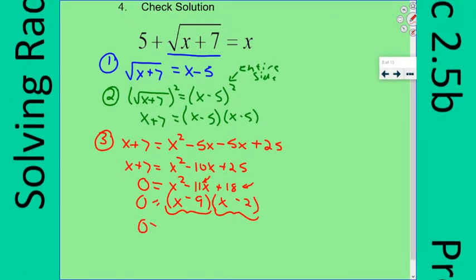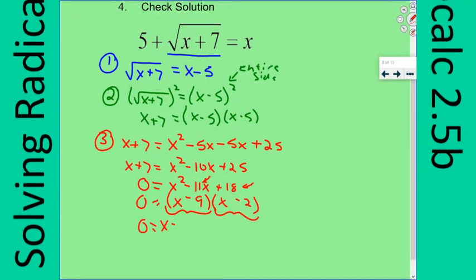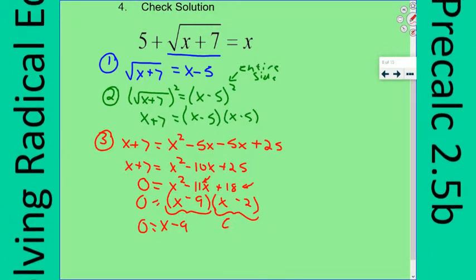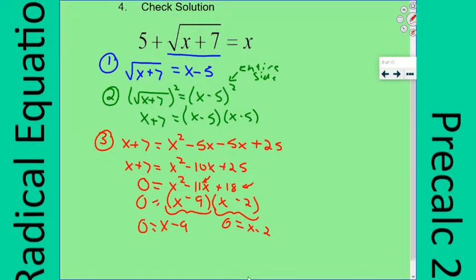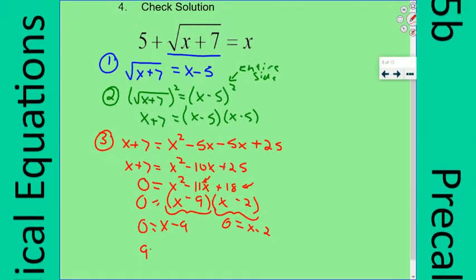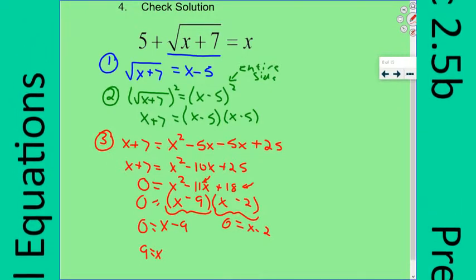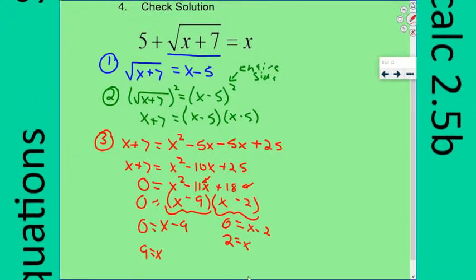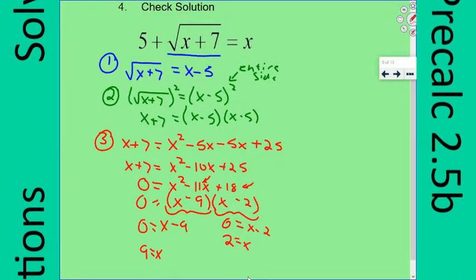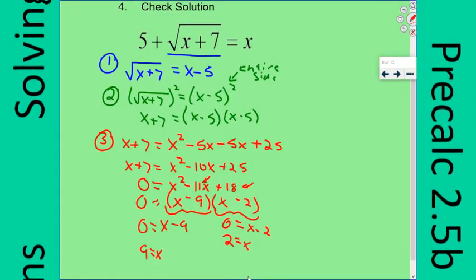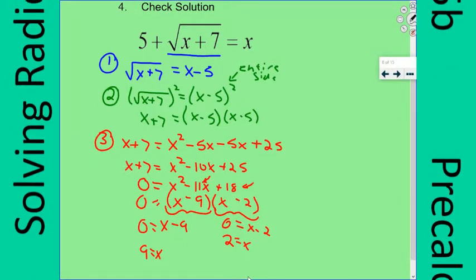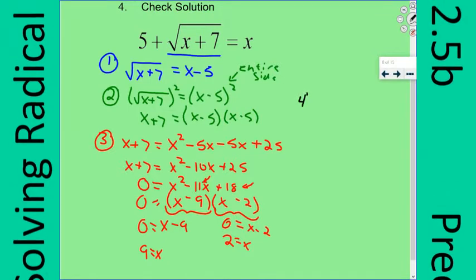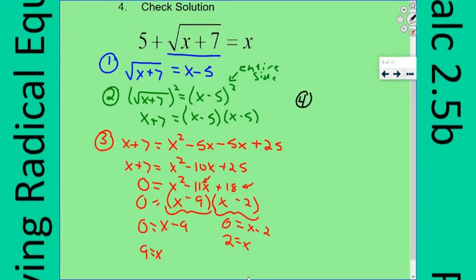So 0 equals our first parentheses, x minus 9, and then 0 equals our second parentheses, x minus 2. Adding 9 to both sides, we get that 9 is equal to x, and we also get that 2 is equal to x. So now we need to check and see if either of these solutions are indeed true. The way to do that, we are going to plug this back into our original problem, and we are going to see if we get a true statement.